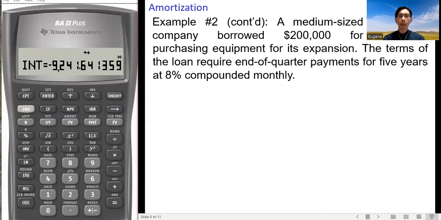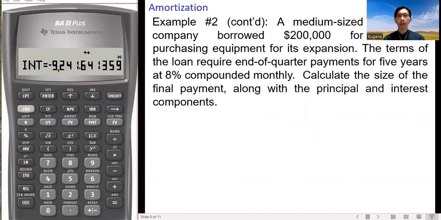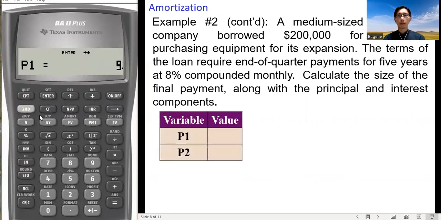Let's do another question. The same scenario. In the second part, we want to calculate the size of the final payment along with the principal and interest components. The size of the final payment, quarterly payment for 5 years. So the final payment with payment number 20. We set P1 equals 20 and P2 equals 20.